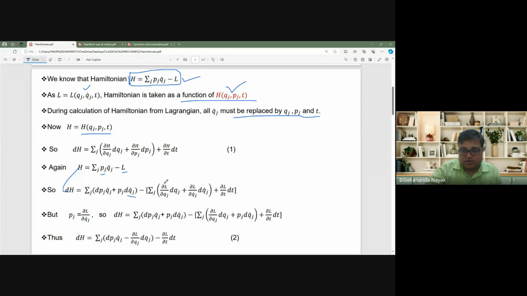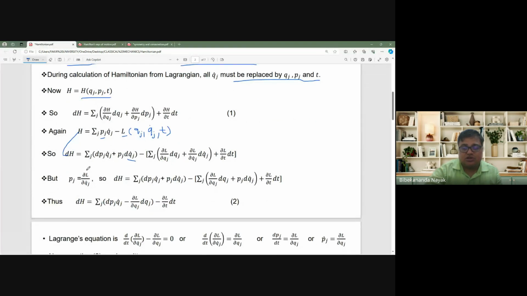And for L, summed over j, del L by del Qj dQj. L is a function of Qj, Qj dot, T. So the derivative dL will be equal to del L by del Qj dQj, plus del L by del Qj dot dQj dot, plus del L by del T dT. But Pj is equal to del L by del Qj dot, we know this relation already. Put Pj in place of del L by del Qj dot, so we get Pj dQj dot. So plus Pj dQj dot and minus Pj dQj dot cancel. This term cancels. So we have the term dPj Qj dot minus del L by del Qj dQj minus del L by del T dT. We have only these three terms.